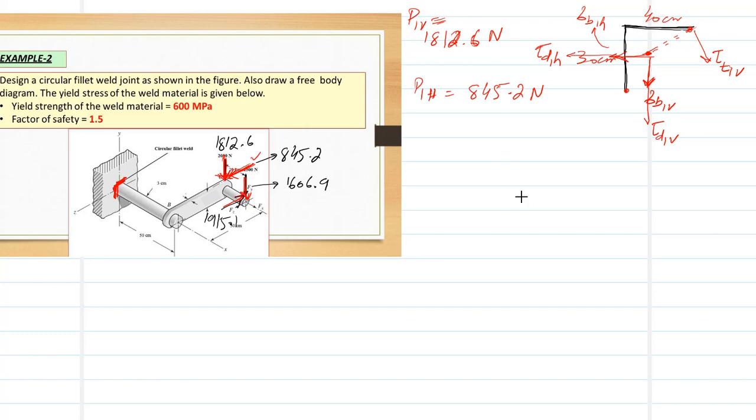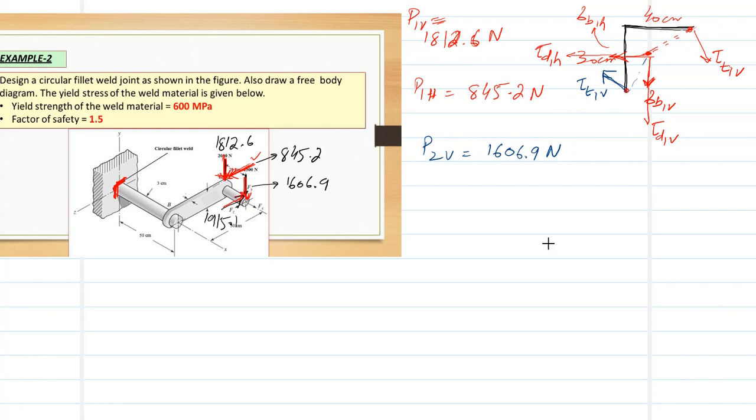Now, in case of the P2V, which is 1606.9 Newton, we have again three kinds of stresses. Similar is the case here. The torsion shear would be in this direction too, tau T1V. Clear?